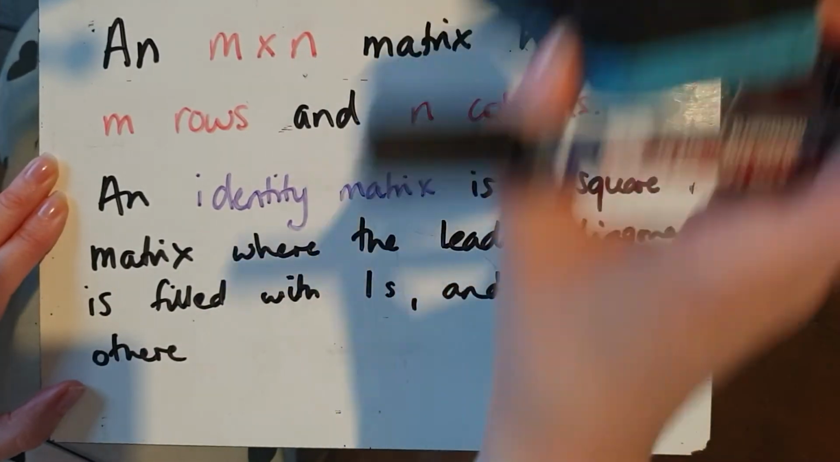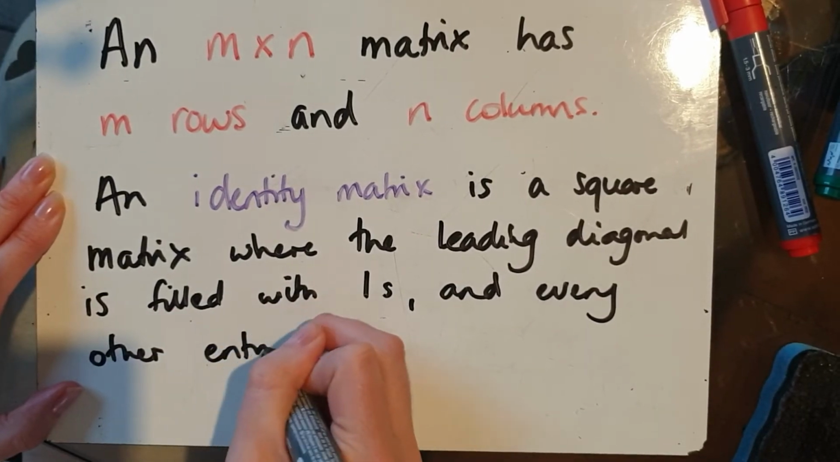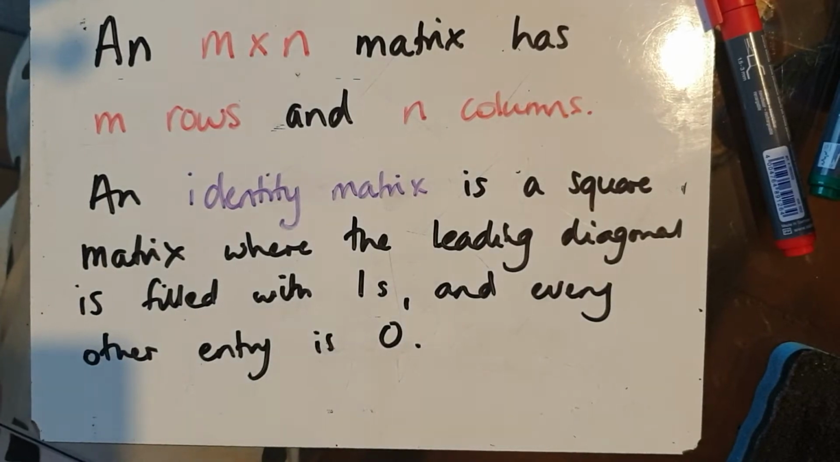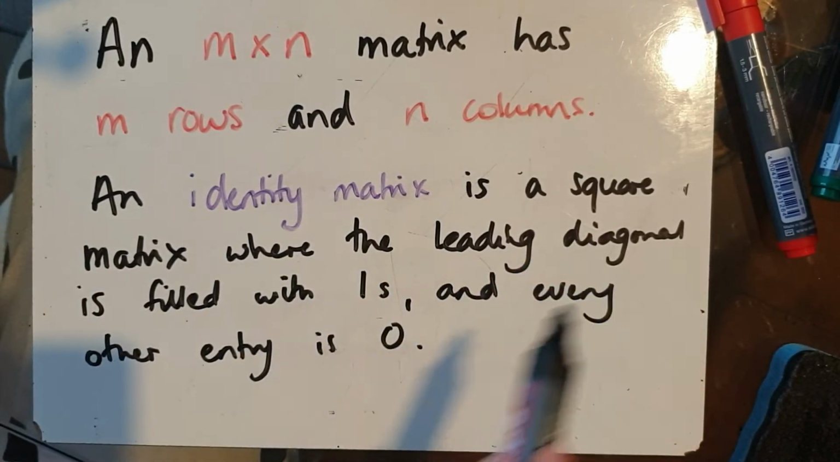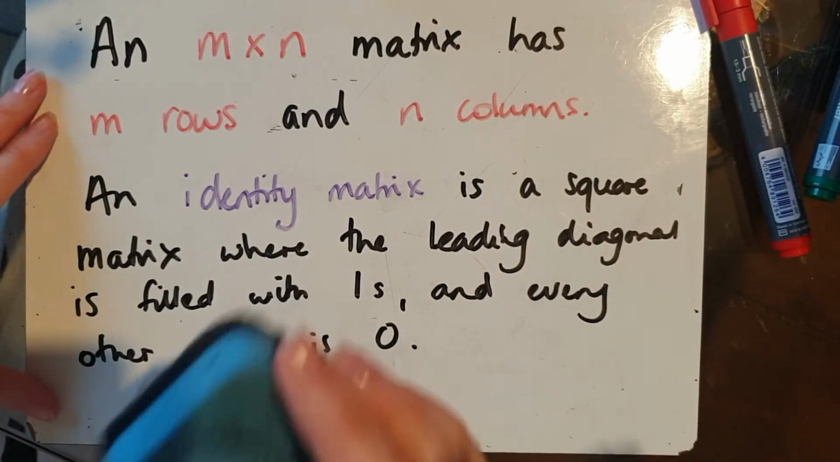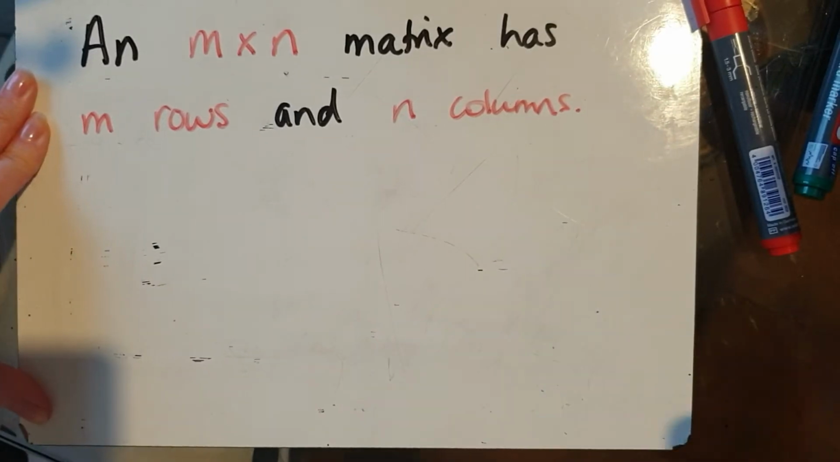So copy that definition down, please. Pause the video to do so, and then I'll explain what exactly that means. So an identity matrix is a square matrix where the leading diagonal is filled with 1s and every other entry is 0. What does that mean?